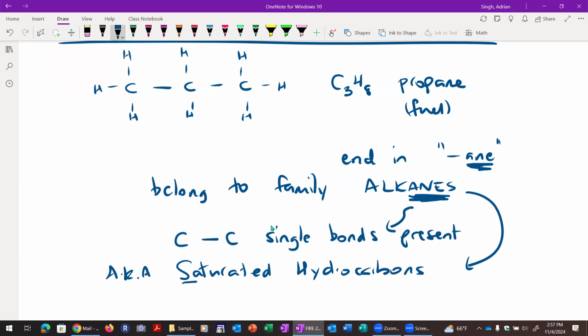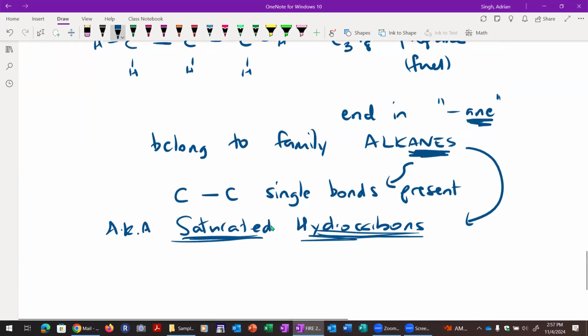Okay, and the term saturated. So we know what hydrocarbons mean now, made up of H's and C's. Saturated means that there are as many hydrogens as the molecule can possibly accommodate. So in other words, they're saturated with hydrogens. Okay, as many H's as can be accommodated. That's what saturated hydrocarbons mean.